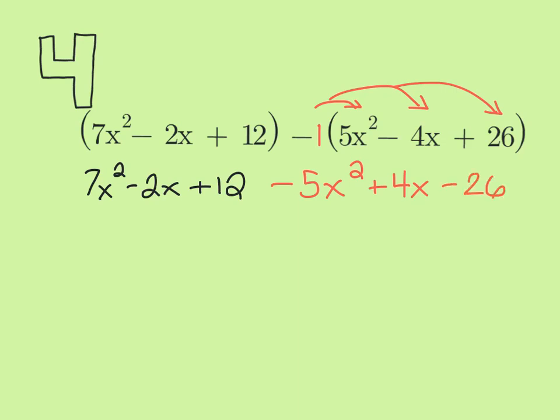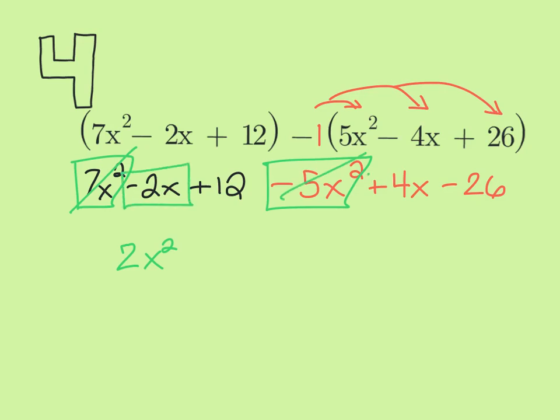Now all I need to do is combine my like terms. So my x squareds, I have a 7x squared here and a negative 5x squared. Now it's just addition. So 7x squared minus 5x squared is 2x squared. Sorry. And then I have negative 2x and a plus 4x, and that is positive 2x.